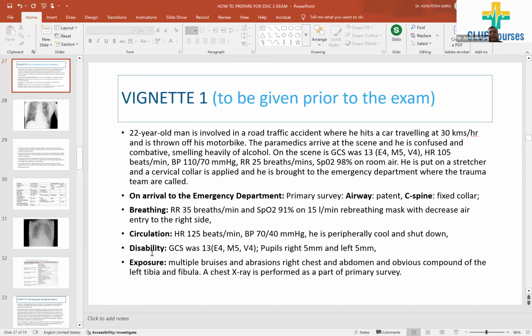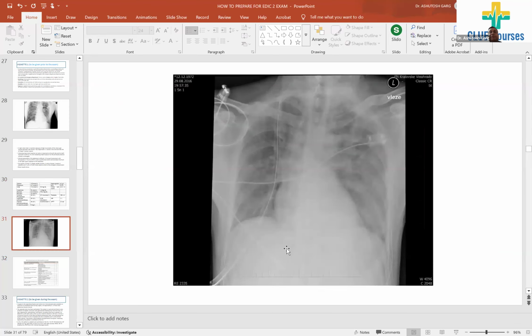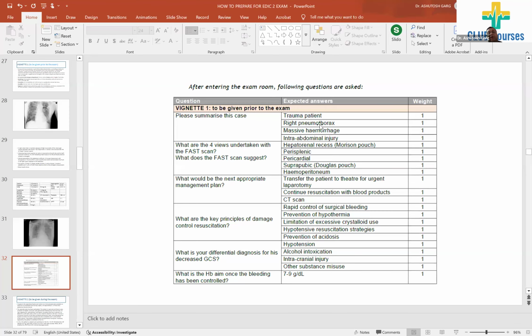You need not say it like that. You have to find out that this is a road traffic accident, RTA case, number 1. Second thing, right pneumothorax is there. Third thing, hemorrhage, massive hemorrhage or some fractures. So you have to tell these things, or only then you will get marks. Other than these things, if you say any other line, there are no marks.